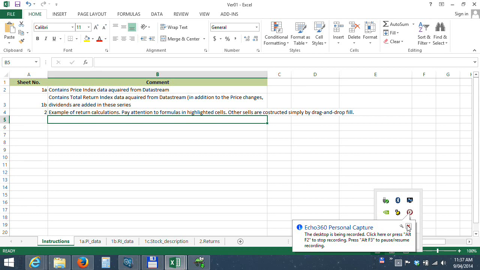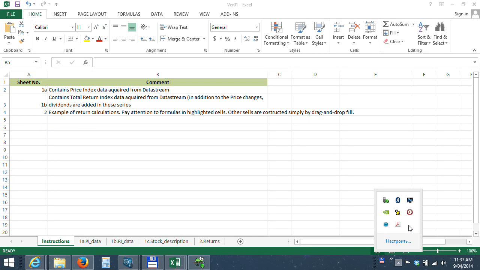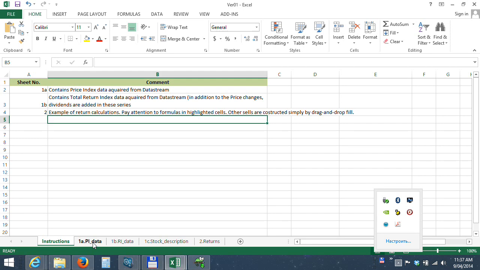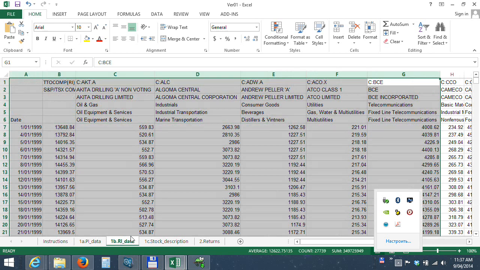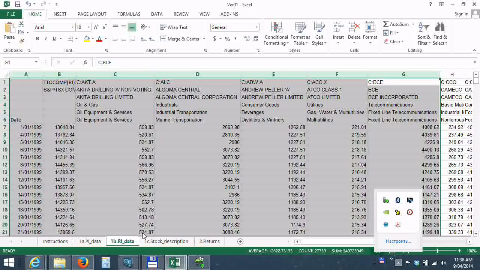Hello everyone, this is a quick tutorial on using the Excel basic data functions to get the summary statistics for your return data for the portfolio report 1. Now I've downloaded some data for 30 Canadian stocks, both the price index and return index data from Datastream. I'm going to work with the return index data that does include the dividend payments in itself.